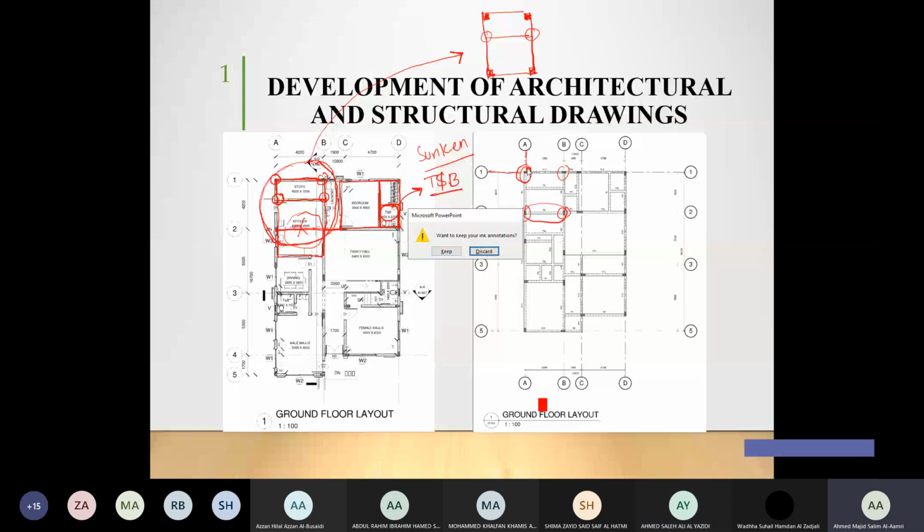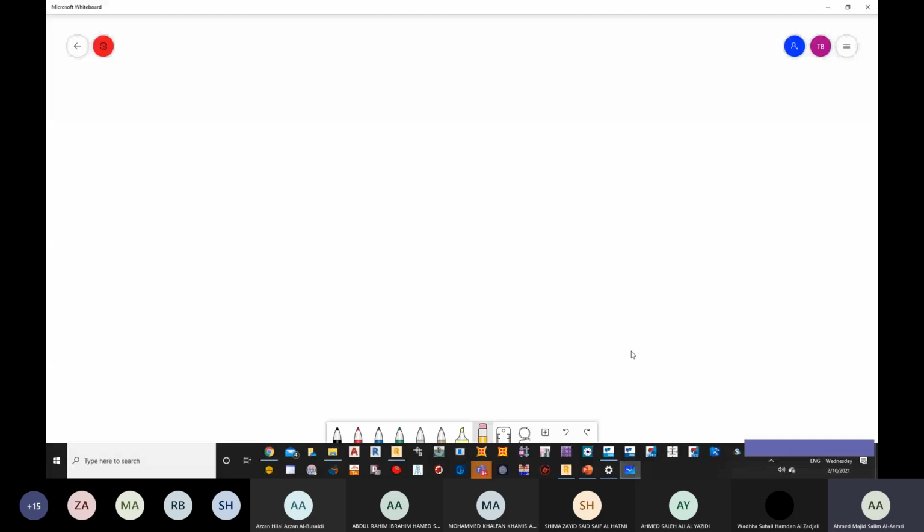Different. Okay. Now, just to keep it clear, I'm not talking about the sunken slab. I'm talking about the other slabs now. Do they have the same depth or different depth? Different. Okay, different depth.